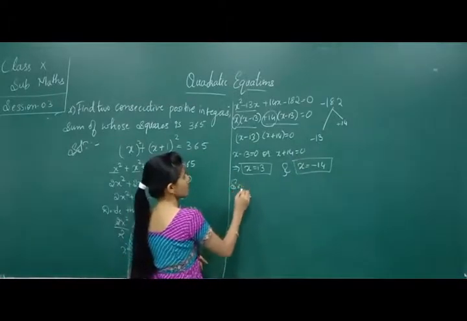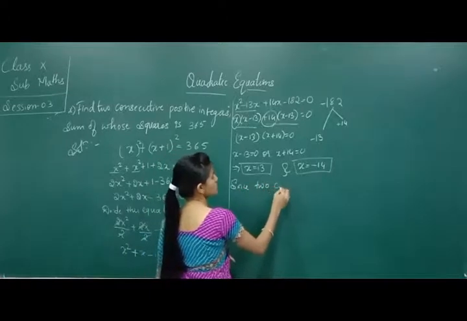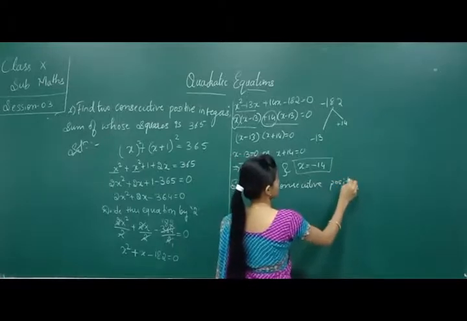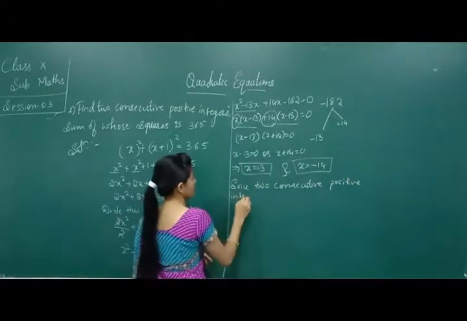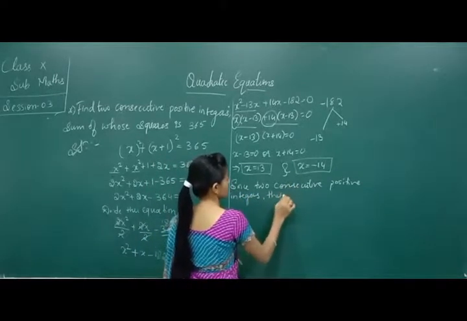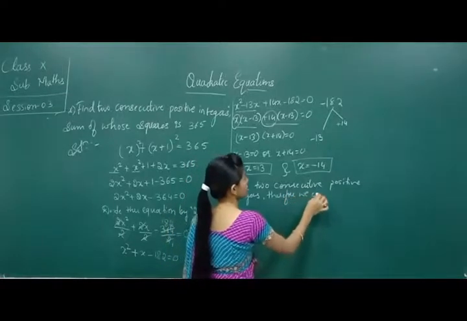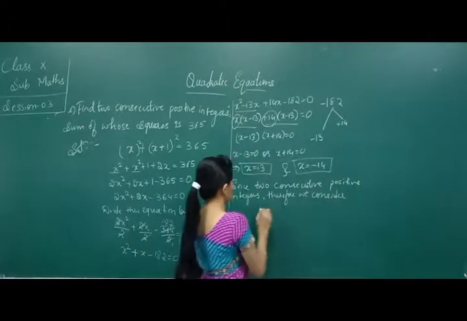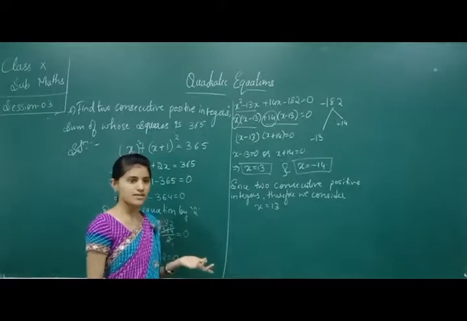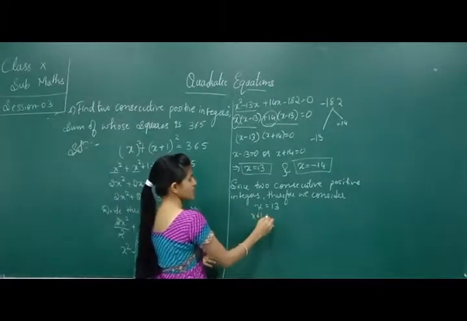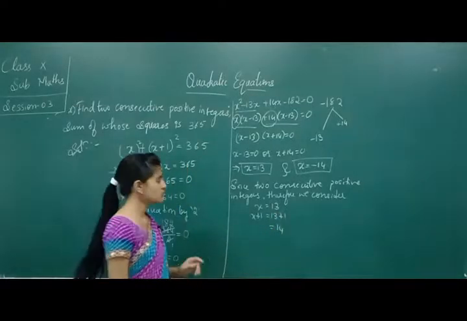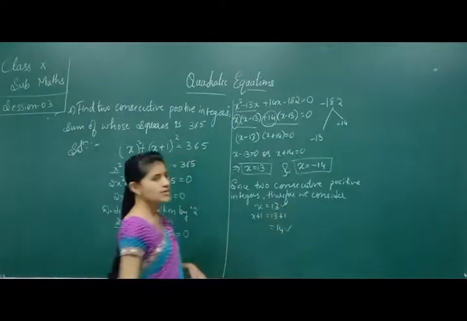Since two consecutive positive integers, therefore we consider x is equals to 13. So if x is equals to 13, what will be its next number? That is x plus 1, nothing but 13 plus 1, which is equals to 14. So we got the two consecutive numbers as 13 and 14.